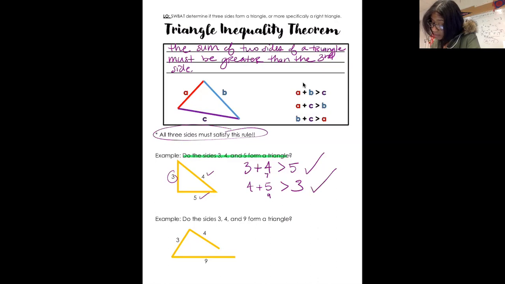And then the last combination I'm gonna do is 3 plus 5. That has to be greater than 4. 3 plus 5 is 8. 8 is greater than 4. So when all three combinations check out, to answer this question, do the sides 3, 4, and 5 form a triangle? The answer is yes, and the reason being that they satisfy the triangle inequality theorem.